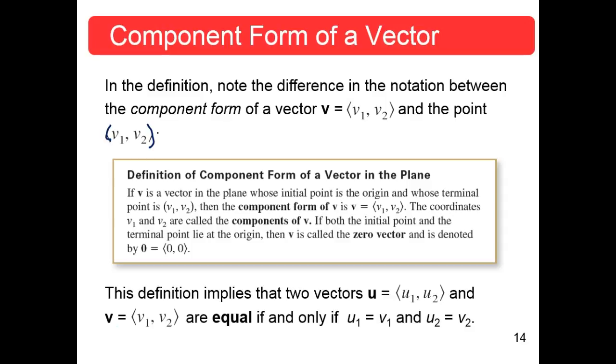Coordinates V1 and V2 are called components of V. I hate they say that. They are the coordinates V1 and V2, but when they're in angle brackets, they're called the components of V, okay? If both the initial point and the terminal point lie at the origin, then V is called the zero vector and denoted by bold 0, angle bracket 0, 0, because this is a vector there.